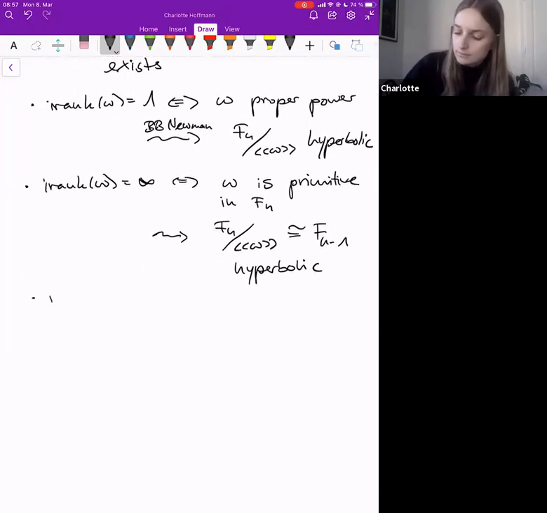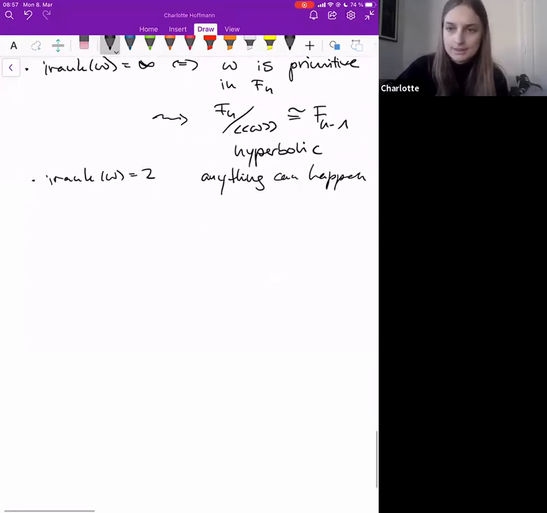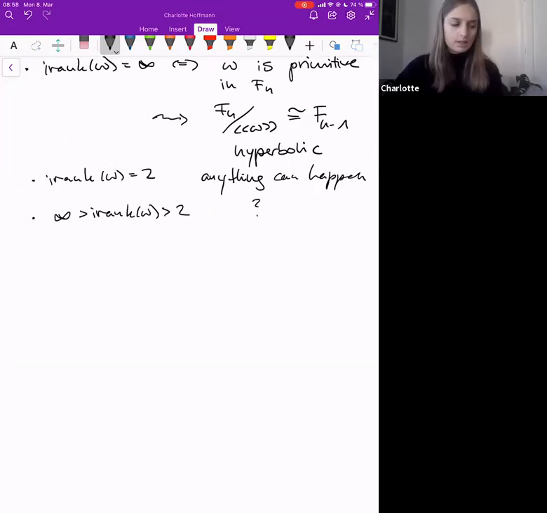Okay, then in the case where the I rank is equal to 2, there basically anything can happen. So there are examples where the group is hyperbolic, and there are examples where it's not hyperbolic. So according to the conjecture, this is basically the case where it's still mysterious. And then what we considered is a finite rank that is larger than 2. Okay.